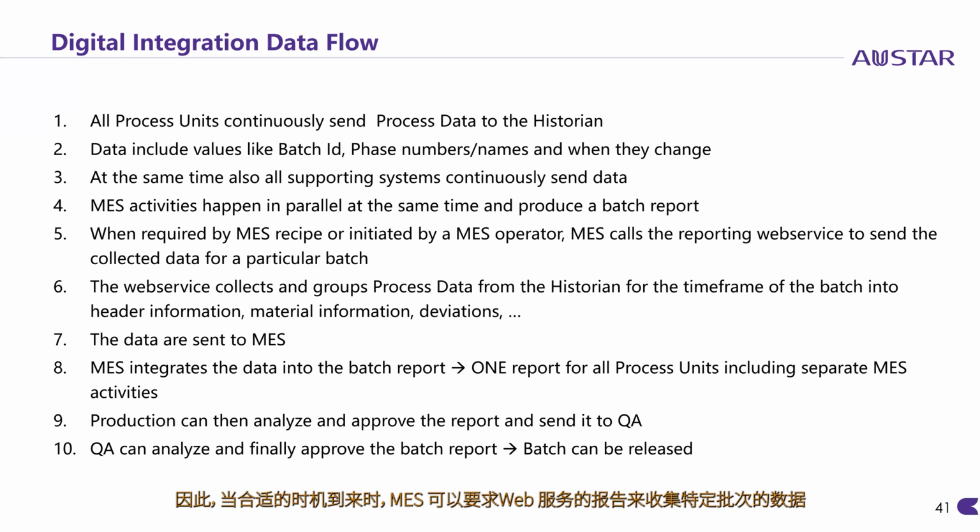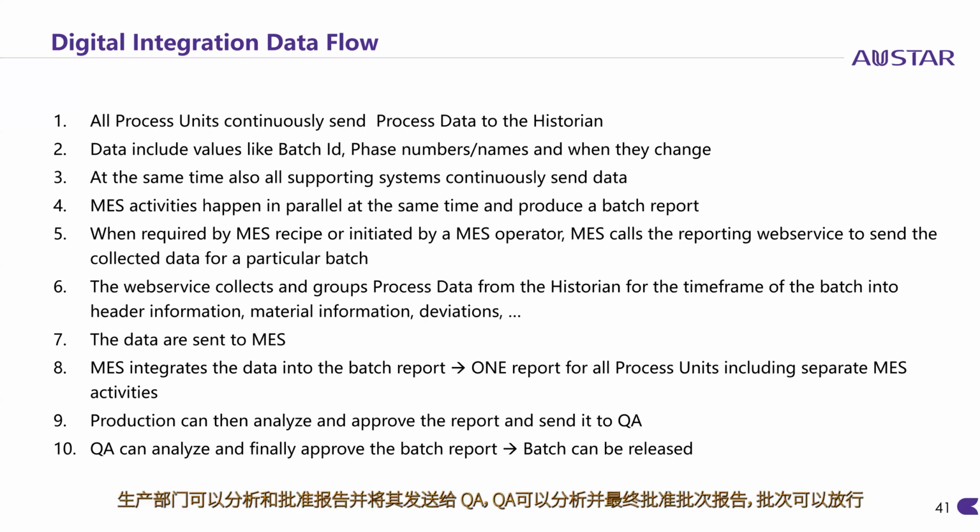It collects and groups the process data from the historian for the time frame of the batch and adds header information, material information, and deviations. These data are then sent to MES, and MES integrates the data into a batch report. So you have one report for all process units, including separate MES activities. Production can then analyze and approve the report, one report, and send it to QA, and QA can analyze and finally approve the batch report, and the batch can be released.